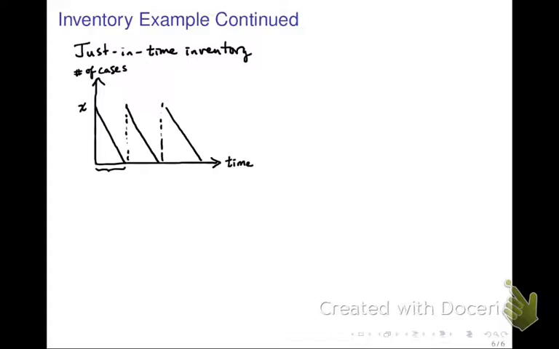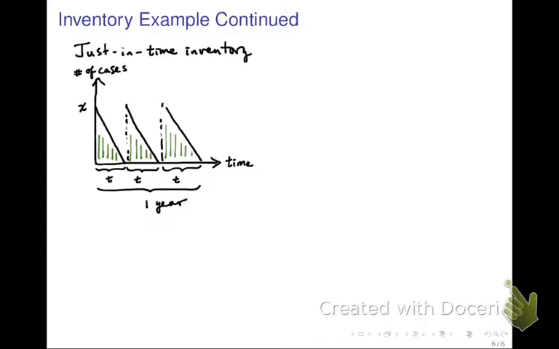And once you have used up all of the cases, you're going to order again. So that's when we reach 0 on the x-axis, and then it jumps up again because you order another fresh set of cases. And you just repeat this process every time you use up the cases. You just order a new set again. So over the entire period of time, the number of boxes in storage would be the shaded area inside these triangular regions. And that's for the entire year.